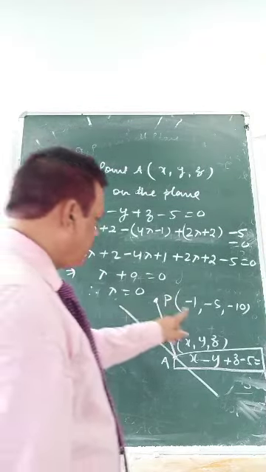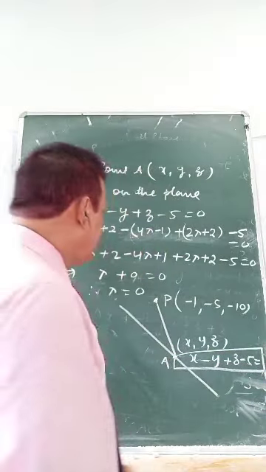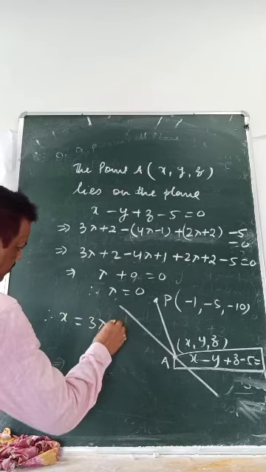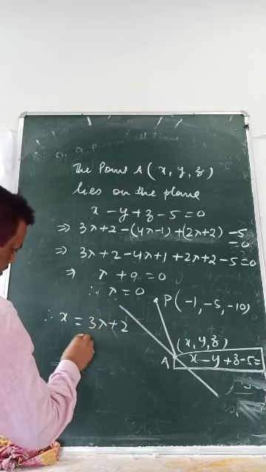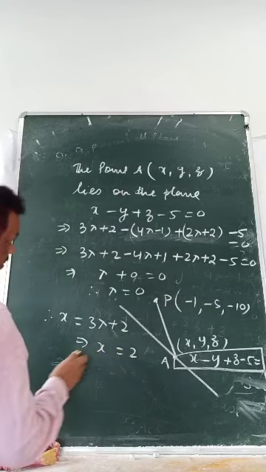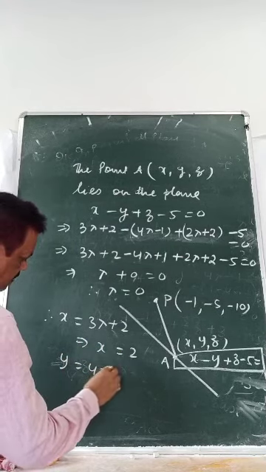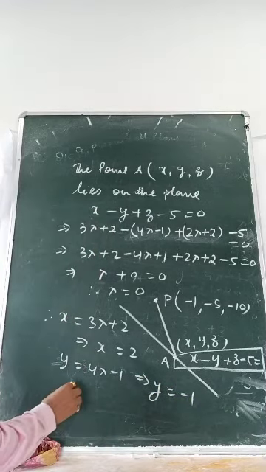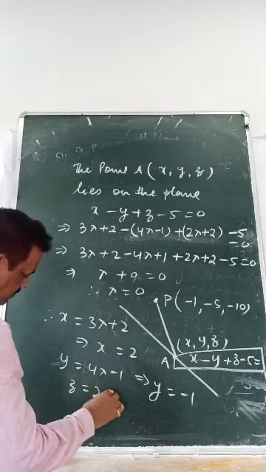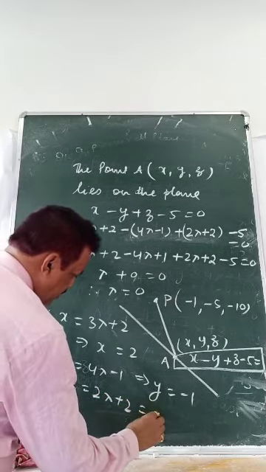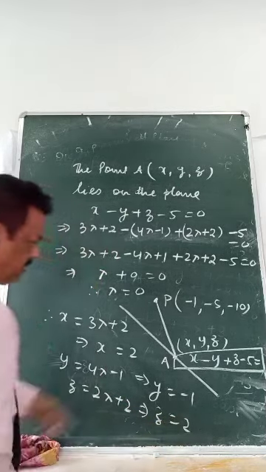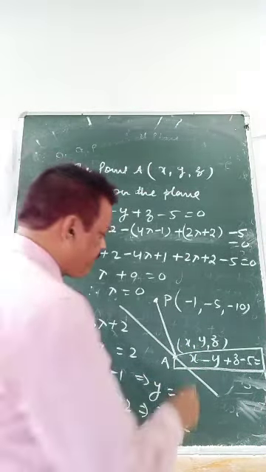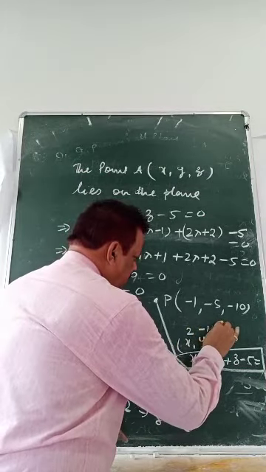So once you get lambda is 0, let's find out what is x, y, z. Therefore x equals to 3 lambda plus 2, lambda 0 means x is equal to 2. y is equal to 4 lambda minus 1 implies y is equal to minus 1. z is equal to 2 lambda plus 2, that is z is equal to 2. That means this point you got is (2, -1, 2).